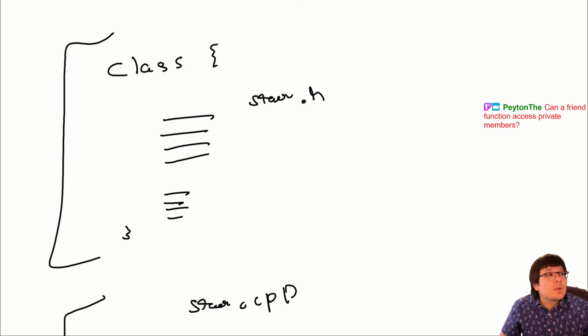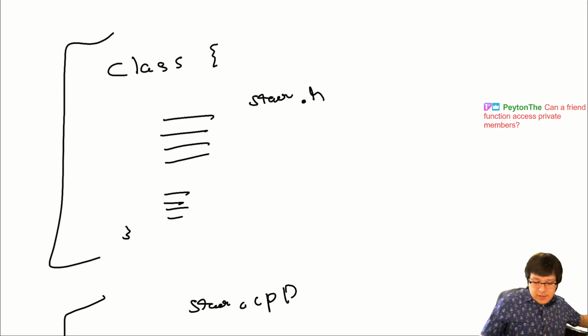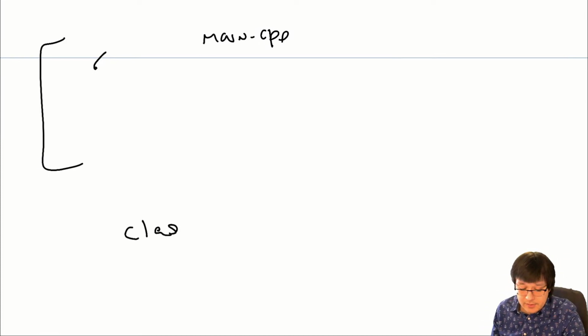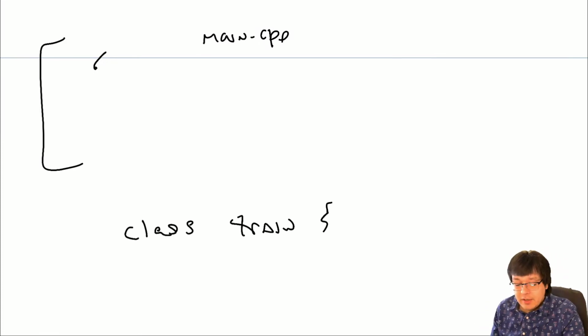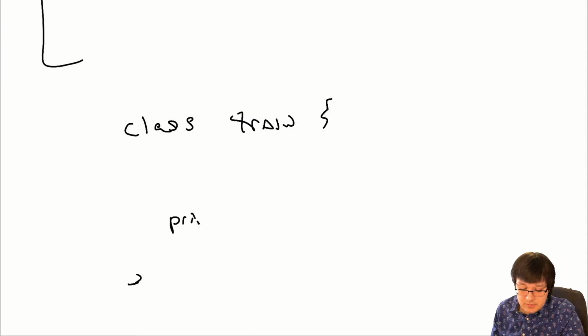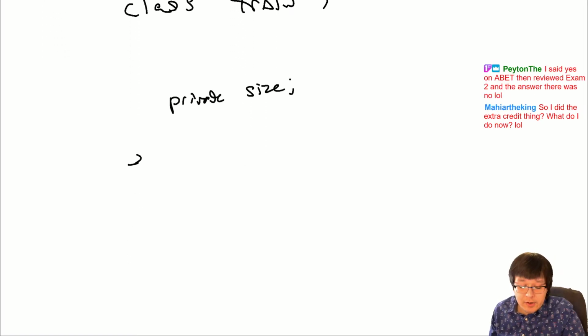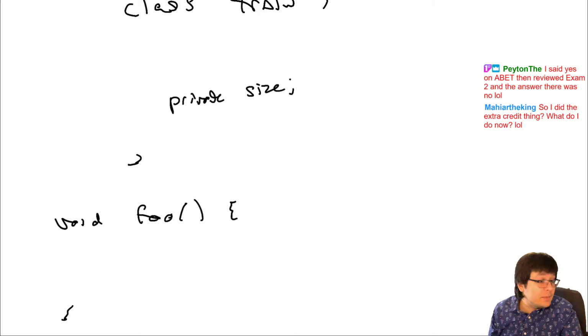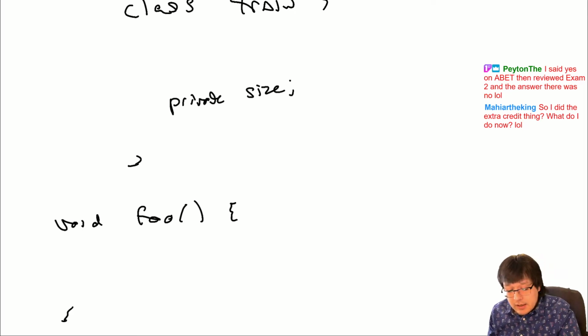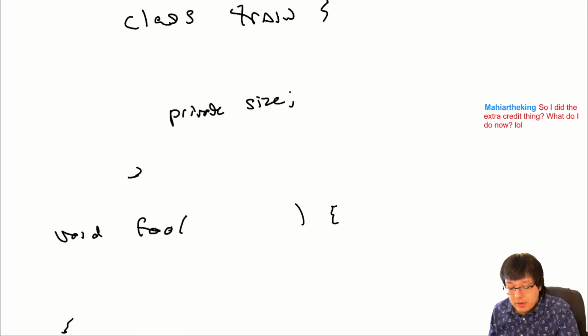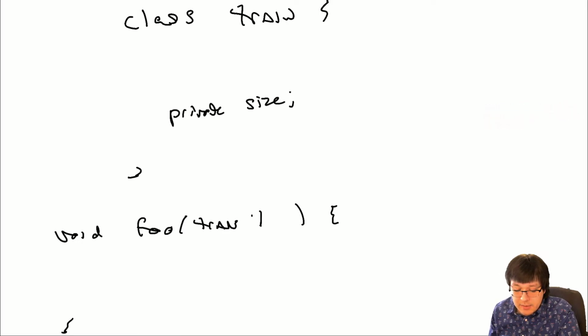Can a friend function access private members? Yes, it can. So friend functions allow you to access private variables of the classes they are friends with. So let's say we have a class train, and this class train has a private variable that is like the size of the train or something, okay? So if I want to have a function void foo that is a global function but can access that private variable, let's say that we are calling the function and there's a parameter train t in here.